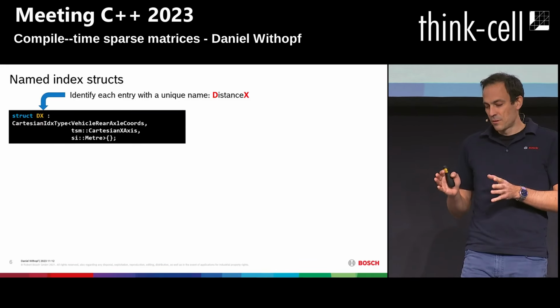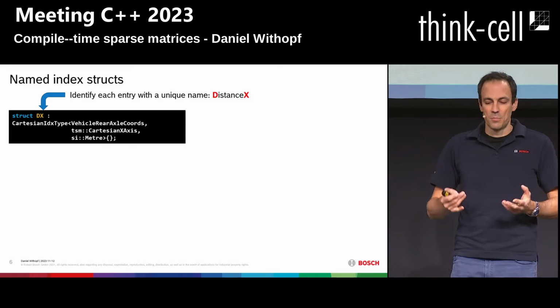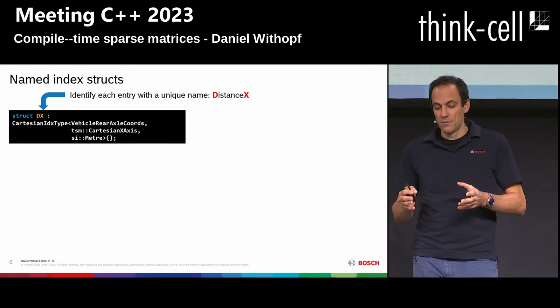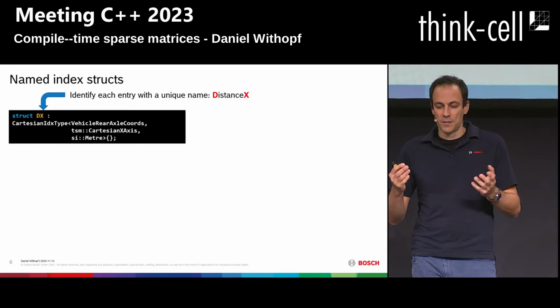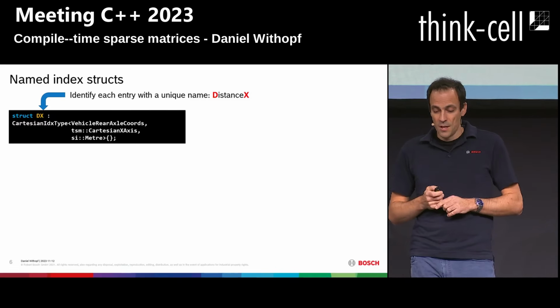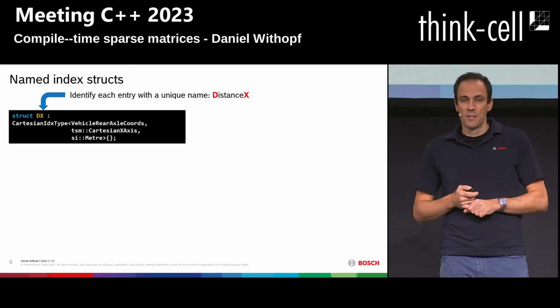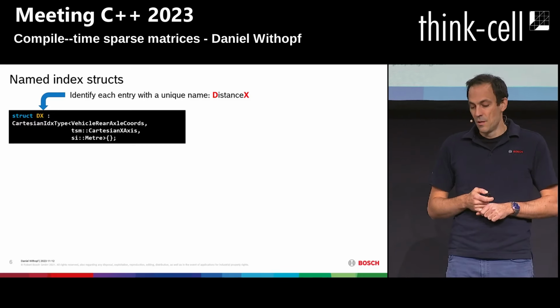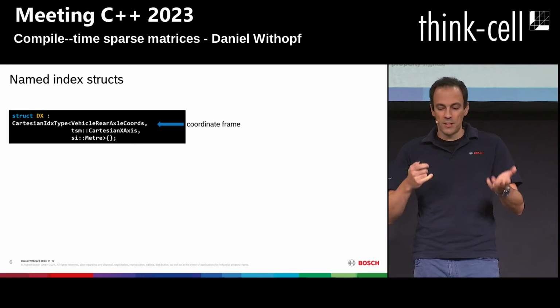Okay, so this now starts the recap. In order to annotate all the information at compile time, we need a way to tag each of the entries in a vector and matrix with its physical meaning. And for that, I'm using what I'm calling named index structs, and these identify each entry in a vector or matrix with a unique name. In this simple example here, dx stands for distance x, so this would be the x position.